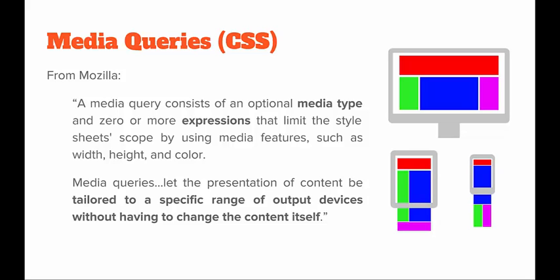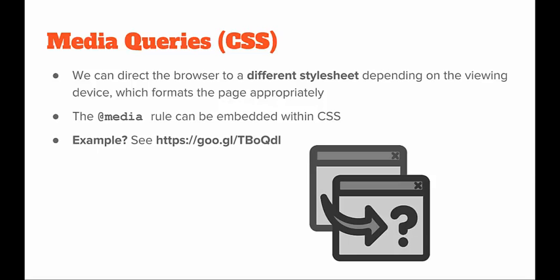Media queries are a CSS idea, which allows you to optimize the content that you're presenting for a range of output devices. In a sense, you can specify different display parameters based on what type of device is viewing the page. This can be very handy for mobile devices. There are a few ways we can handle media queries, but in general we can direct the browser to a different style sheet depending on the viewing device. This is useful to format the page appropriately for whatever device is viewing it.